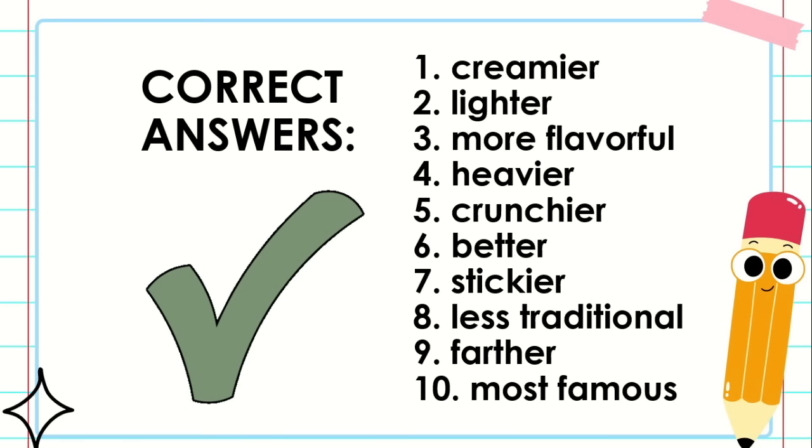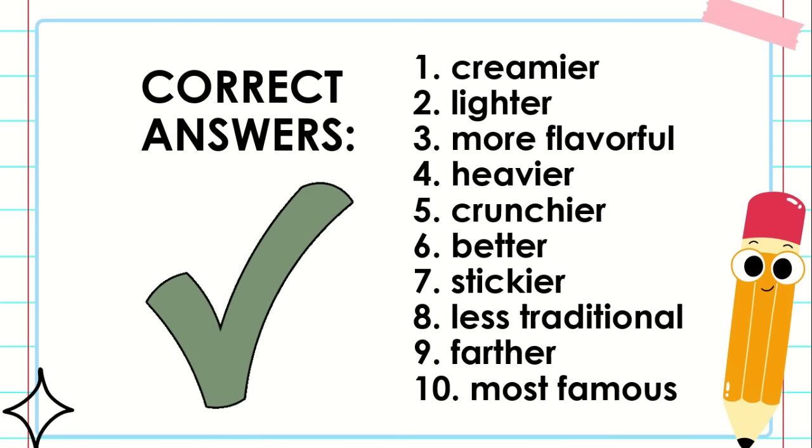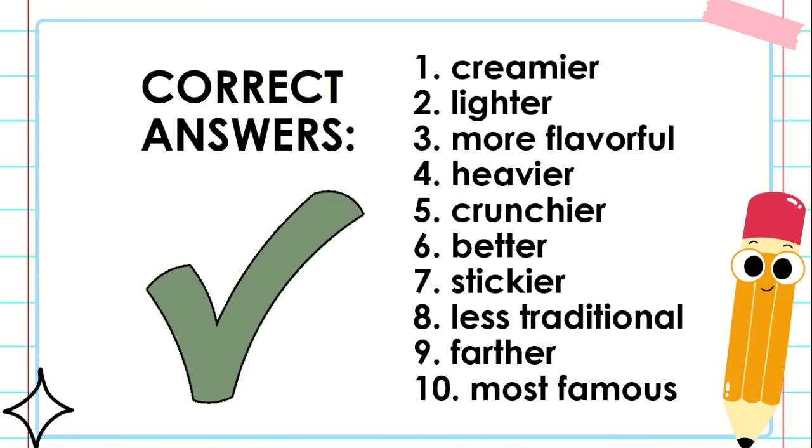Here are the correct answers. For number 1, creamier. 2, lighter. 3, more flavorful. 4, heavier. 5, crunchier. 6, better. 7, stickier. 8, less traditional. 9, farther. 10, most famous.